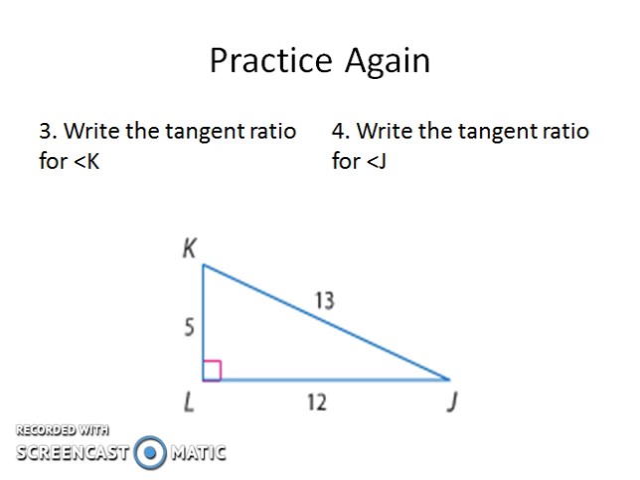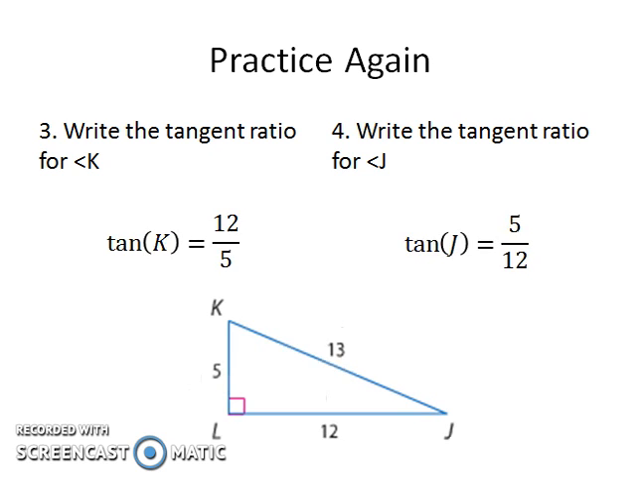So let's practice again writing the tangent ratio for angle K and for angle J. You can pause this, I want you to try it on your own, and then I'll show you the answer. Okay, so the answer you should have is 12 over 5 for K, and tangent J would be 5 over 12, the reciprocal.